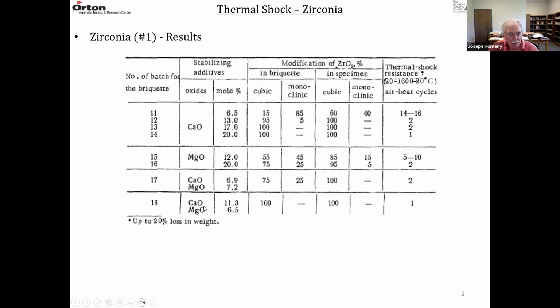And then the 2 materials with the lime magnesia combinations, this was 6.9 and 7.2. This was 11.3 and 6.5. After firing to 1750 to form a specimen, they were all cubic, and they only lasted 2 cycles here and 1 cycle here. So the materials with a 40 and 15% monoclinic phase did pretty well compared to the all cubic phase materials.